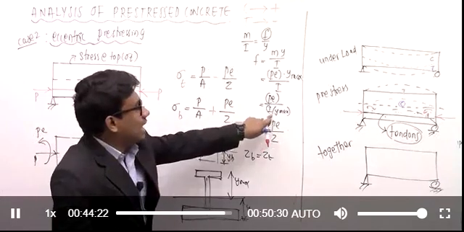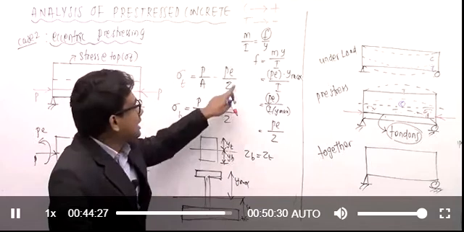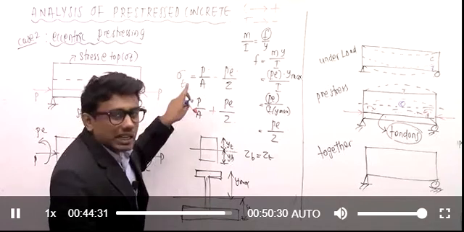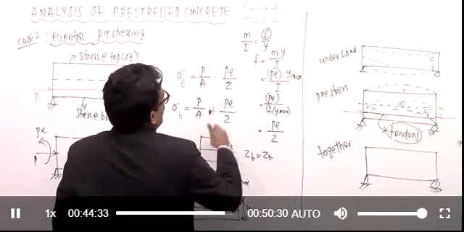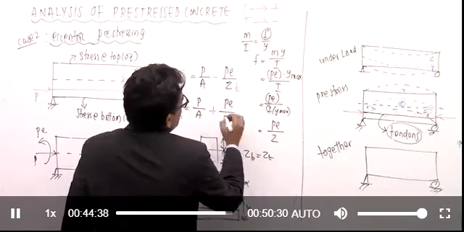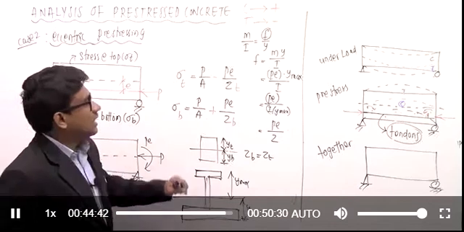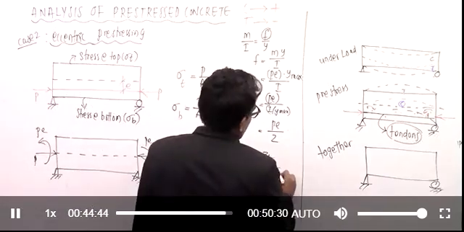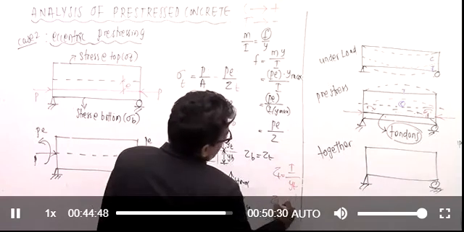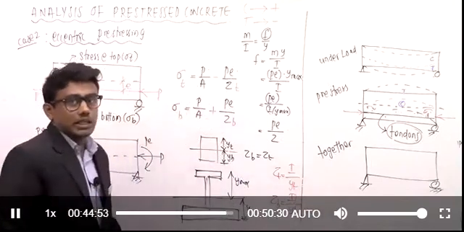See, Z value is I by Y max. For rectangular sections, for symmetric sections, this Z value will be the same for top and bottom fibers. For unsymmetric sections, this Z value will not be equal. We have to calculate the Z value for top and bottom fibers separately, where ZT will be equal to total I divided by Y to the top fiber, and ZB will be equal to I divided by Y to the bottom fiber. You have to remember that also.